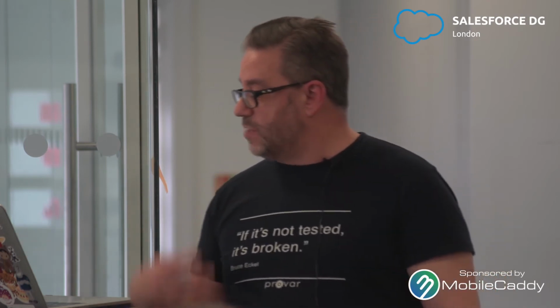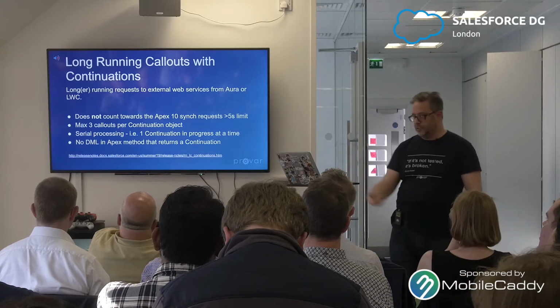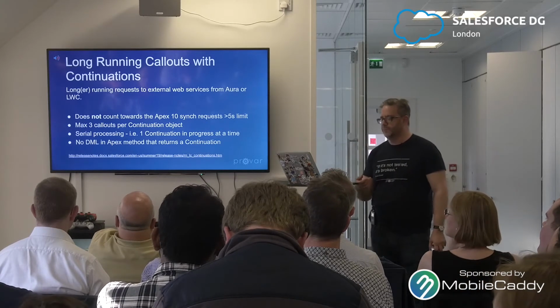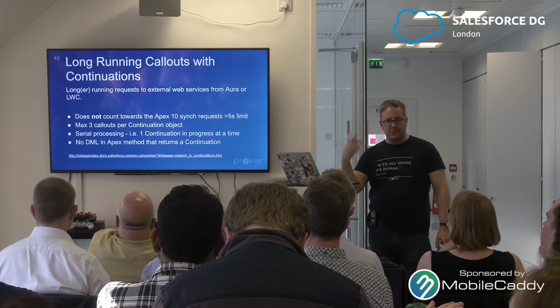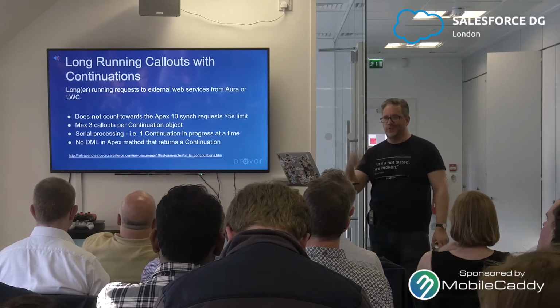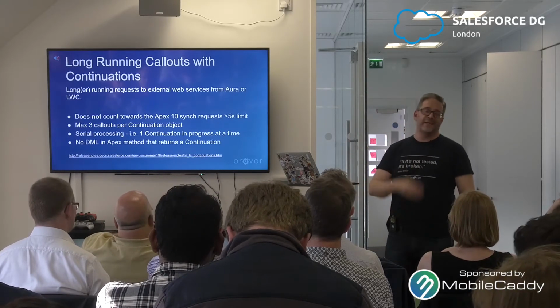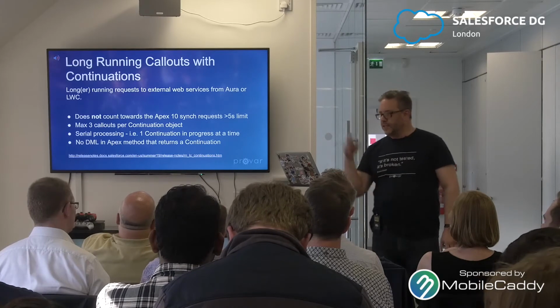It does not count towards the Apex 10 synchronous request limits, over 5 seconds, that's good. You can have a maximum of 3 callouts per continuation object, so that should be enough. But they are processed in sequence, so one at a time. So if you've got anything critical, it's probably not the way to go. But if you've got something where you say, just go and do it, go away and do that, I don't want to have to do it any other way, let's let that run, and eventually we'll get a result back, you can do that.